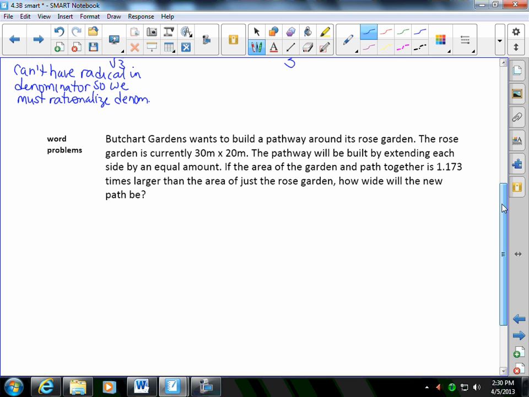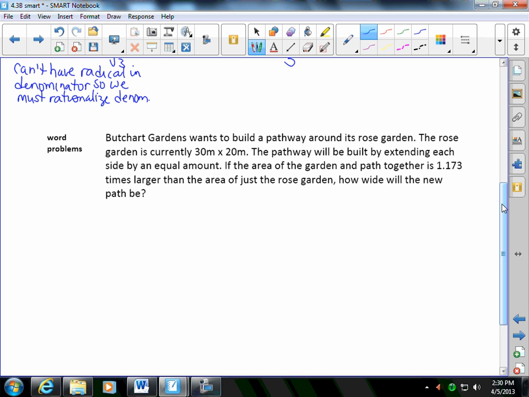So with any word problems, you need your let statement, and if you can use a diagram, and in this case the diagram is helpful, then you should do that. So what we're going to do for a let statement is we're going to have let the extended amount equal x. So initially, this was our rose garden. And the dimensions for this were 20 by 30.